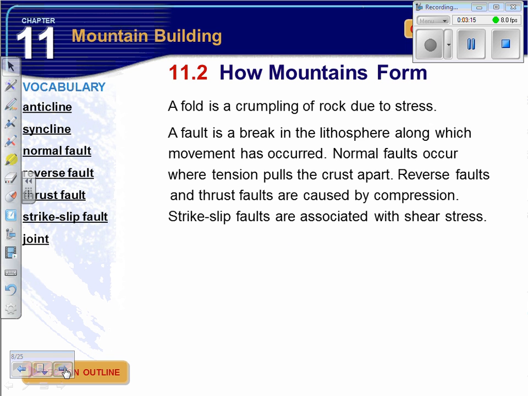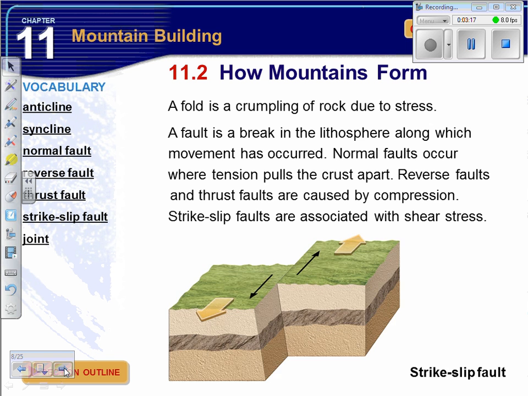Strike-slip faults are associated with shear stress. This is an example of a strike-slip fault where one block moves in one direction and the other one moves in the opposite direction.